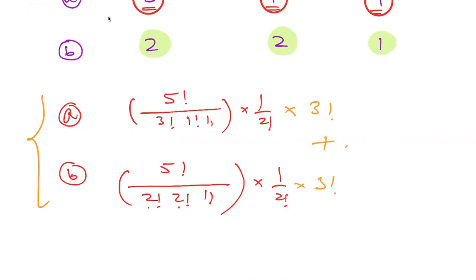So add both of these, you get the answer. This is the first method for this. Or we can go by 5C3 into 2C1 into 1C1 upon factorial 2 into factorial 3, or we can write 5C2 into 3C2 into 1C1 by factorial 2 into factorial 3.